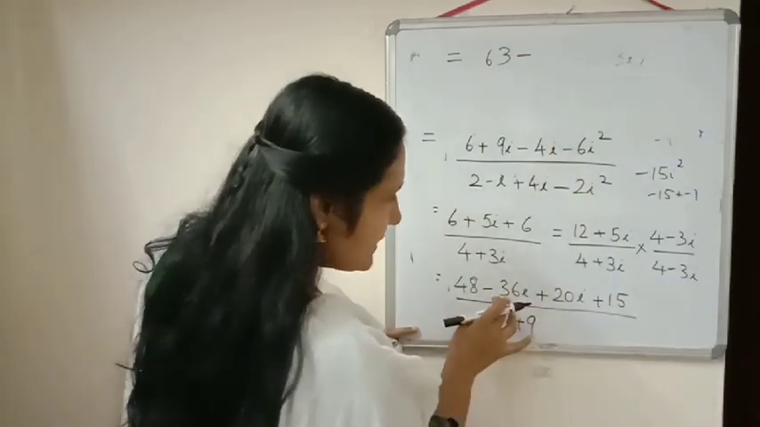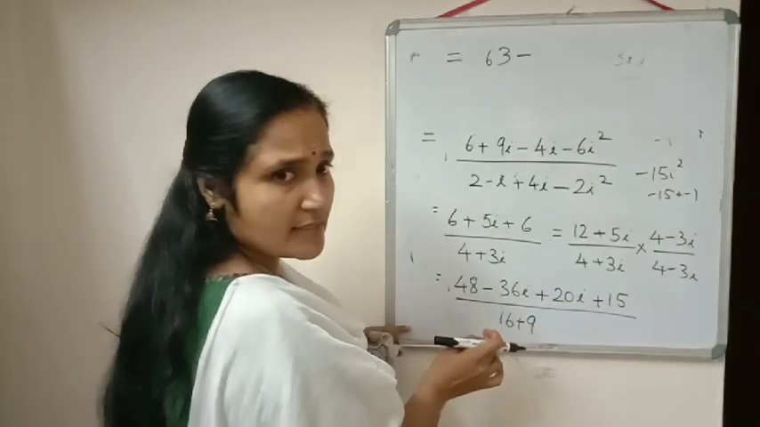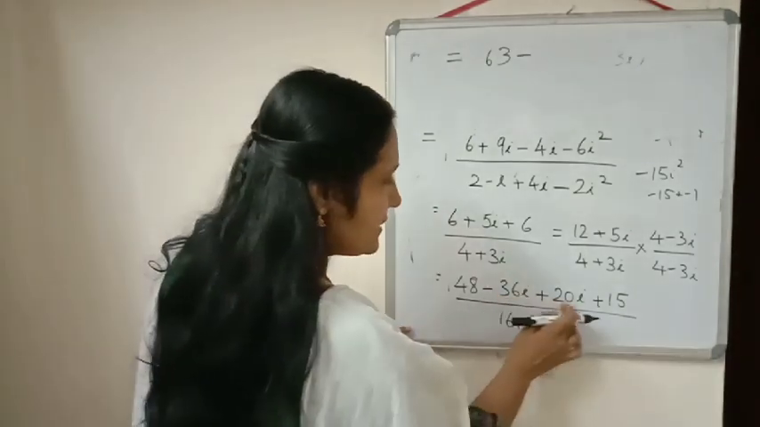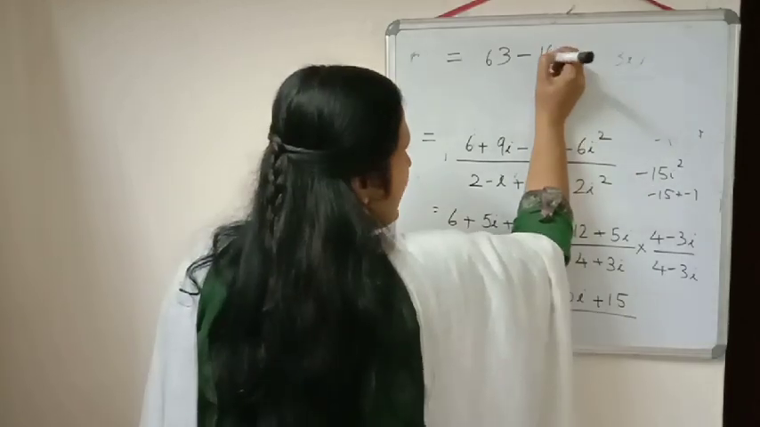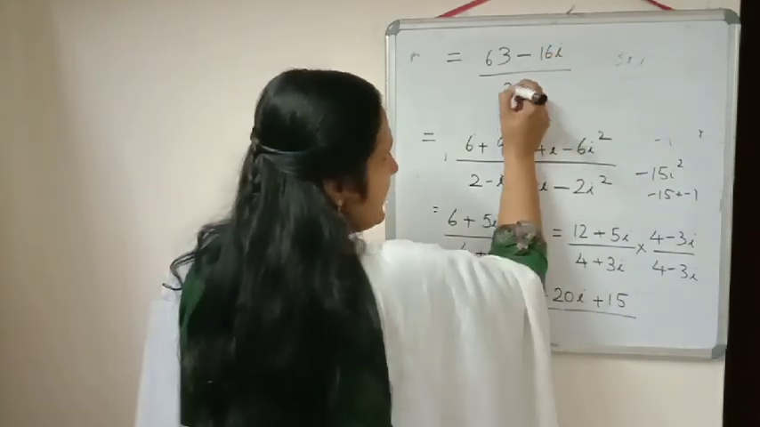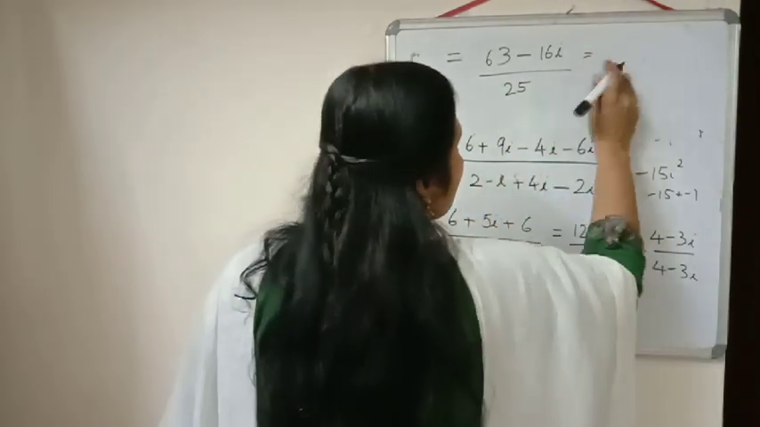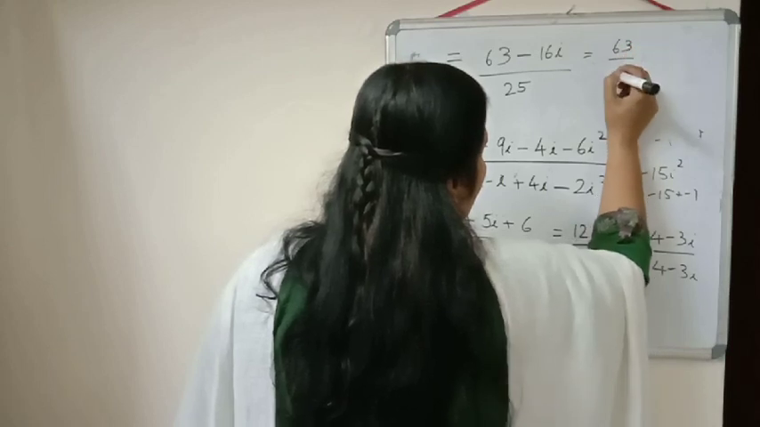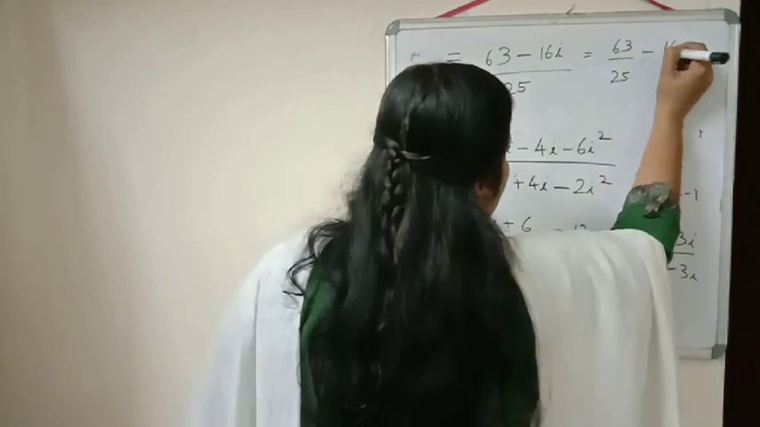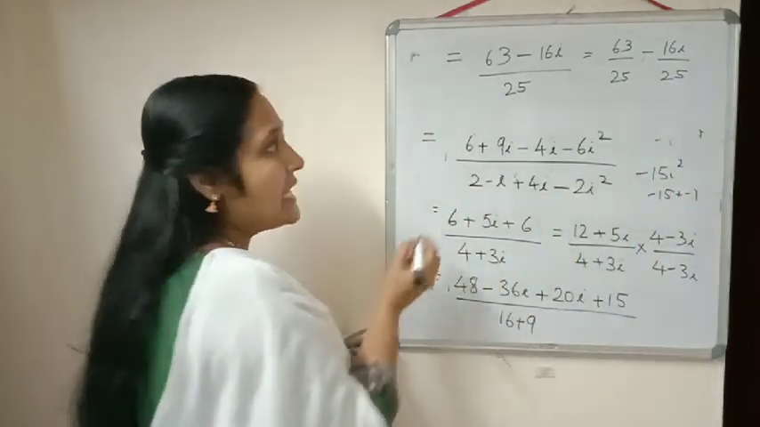Minus 36 plus 20. So one number is negative, one number is positive. We will do the subtraction. Then it will be equal to minus 16i, the whole divided by 16 plus 9, 25. Now we will write it separately: 63 by 25 minus 16i by 25. This is the value of z.